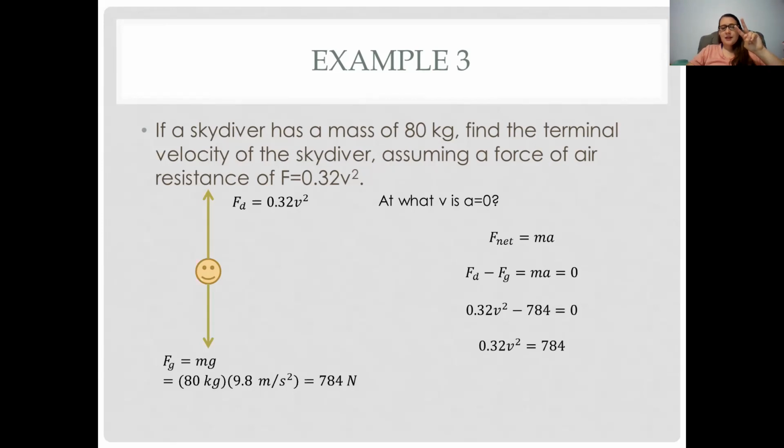And so we can divide both sides by 0.32 and take the square root of both sides to get the velocity. Now again, your calculator may give you the positive root first, maybe not even give you the negative root for the velocity. But we're remembering that this skydiver is falling down, and so our velocity will be negative. Negative 49.5 meters per second is our terminal velocity. Woohoo! That's pretty fast.